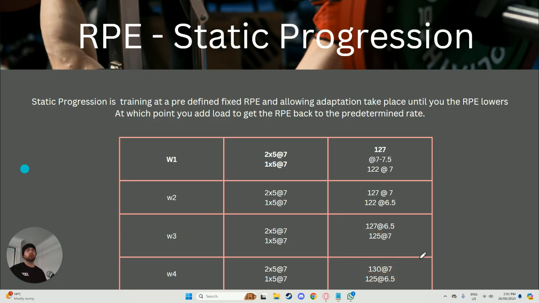That's how static progression works. You basically sit there with a weight and you wait to get stronger. And once you're stronger, you add a little bit more weight on the bar and you stay at the same level of effort for the whole program. Let's talk pros and cons.